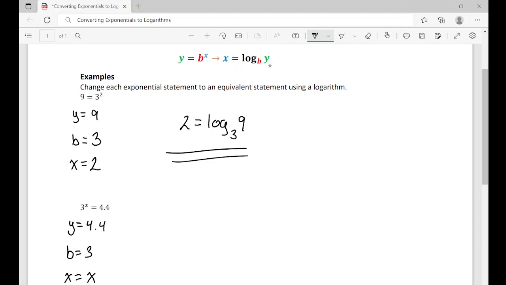And now I'm going to plug it into my logarithmic statement, and I'm going to get x equals log base 3, again, of 4.4. And again, that's all you do.